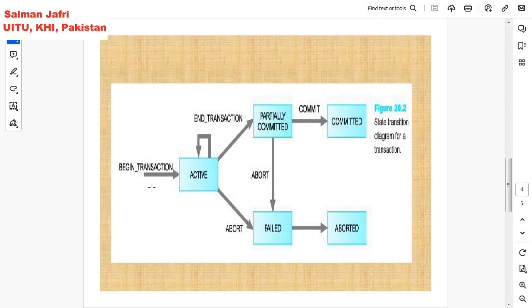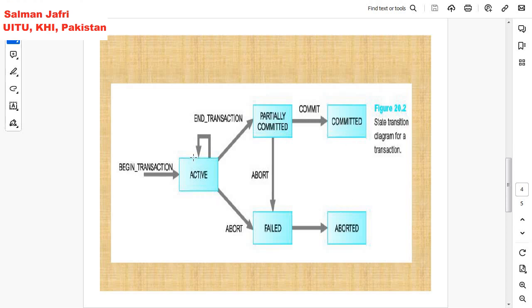So this diagram basically shows how the transaction is processed. It's called the state transition diagram for a transaction. So when we begin, the transaction is in the active phase, right? And it is in the active phase, then it goes into the partially committed phase, and when we execute commit successfully, it is in the committed state.